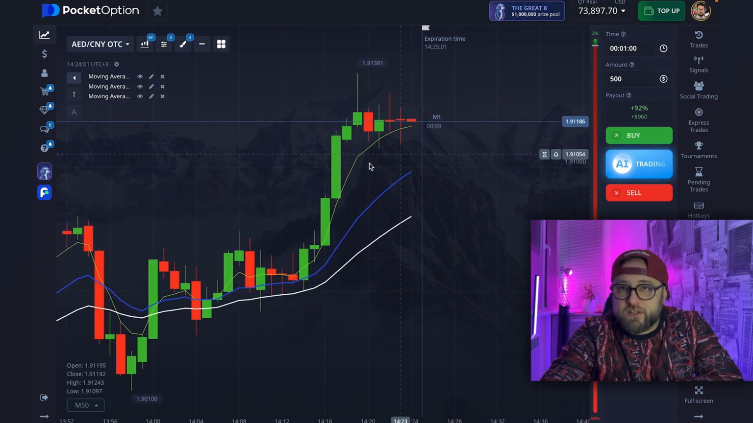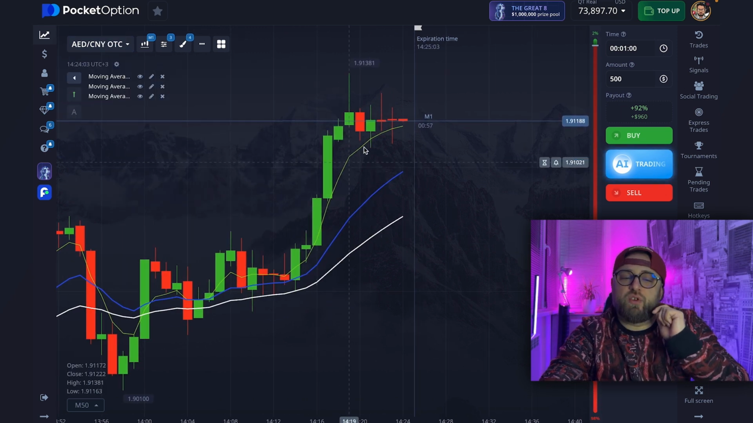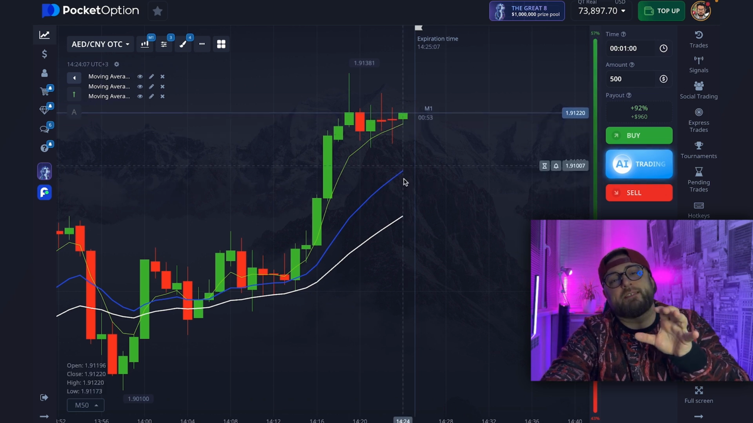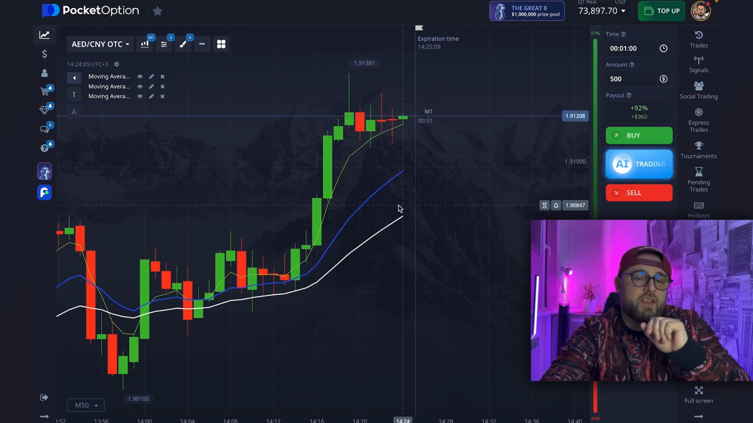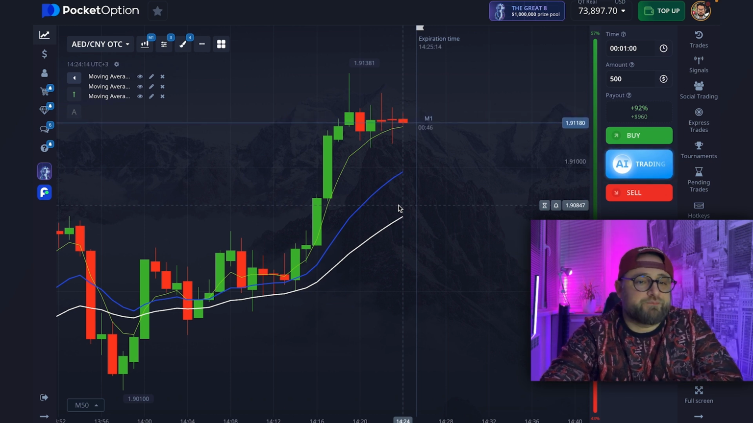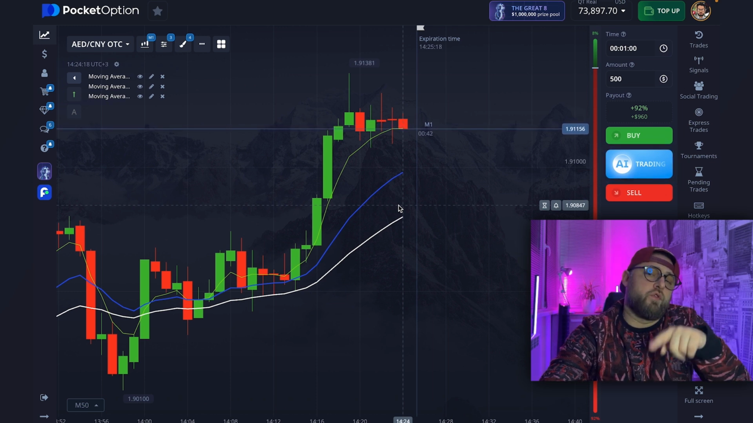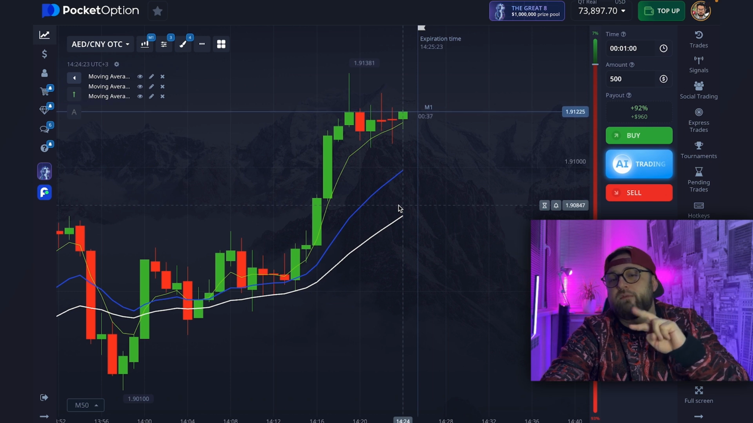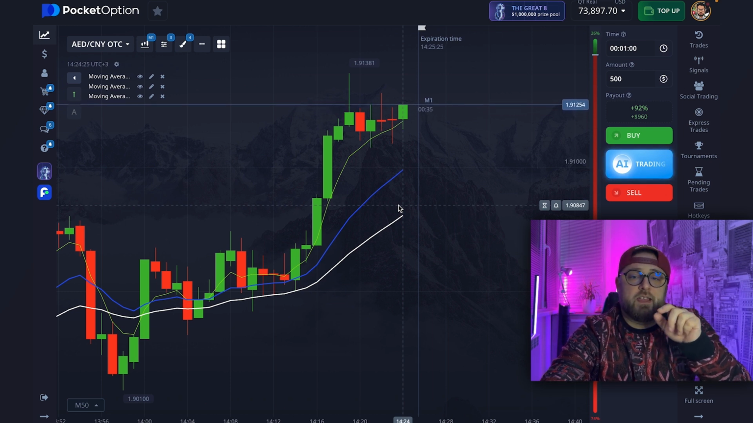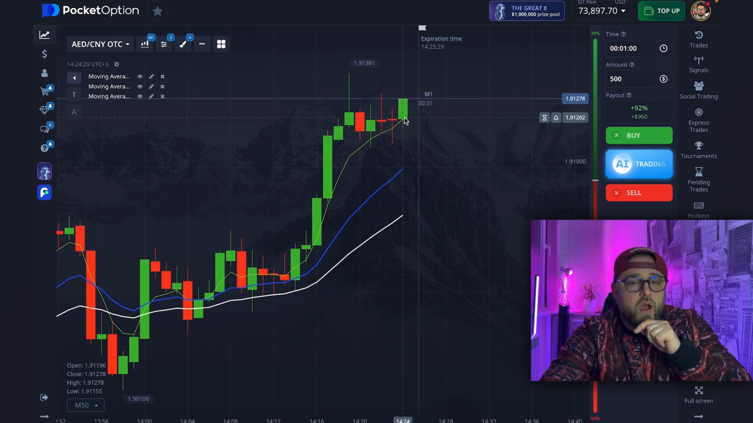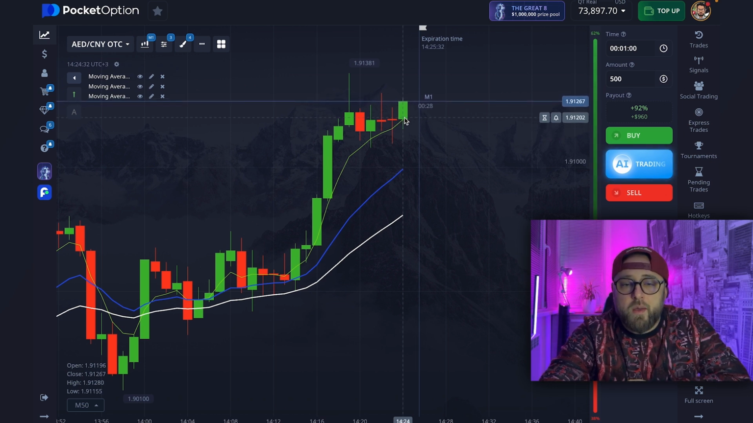Now let me explain the strategy. So first, we don't need a strong trend, but we need a trend that isn't sideways. This is the important part. The first thing, we need to find a candle that crosses either from top to bottom or from bottom to top and falls into the corridor between the 2 moving average lines.